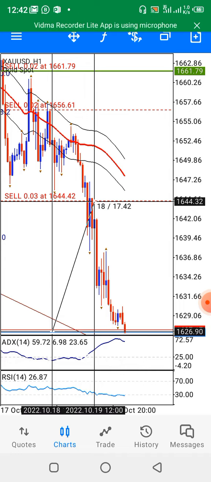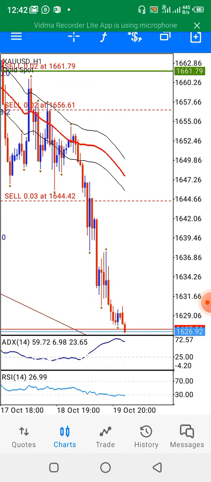So how do you calculate the amount you will make on this if you are using 0.01 lot size? 0.01, we all know, is 10 cents. So you divide 174 by 10. What do you have? You have 17.4, which is $17.40. So the pips I made on this 1644 position is 174 pips.